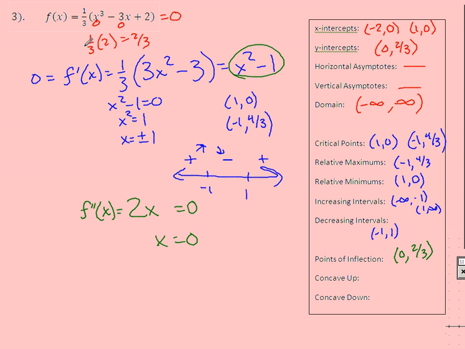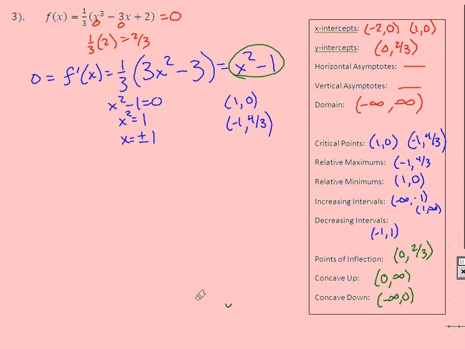Concave up, concave down. Again, number line, the only point we're looking at is the point of inflection because we don't have any domain issues. By plugging a negative number into 2x, I'll get a negative, and I'll get a positive if I plug in a positive number. So concave up is from 0 to infinity. Concave down is from -infinity to 0, because that's where it's positive and negative, respectively. So again, we have all the information we could ever want.